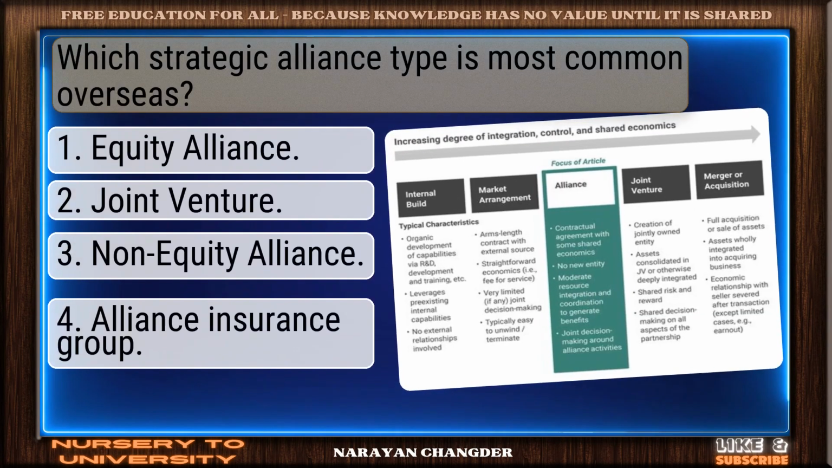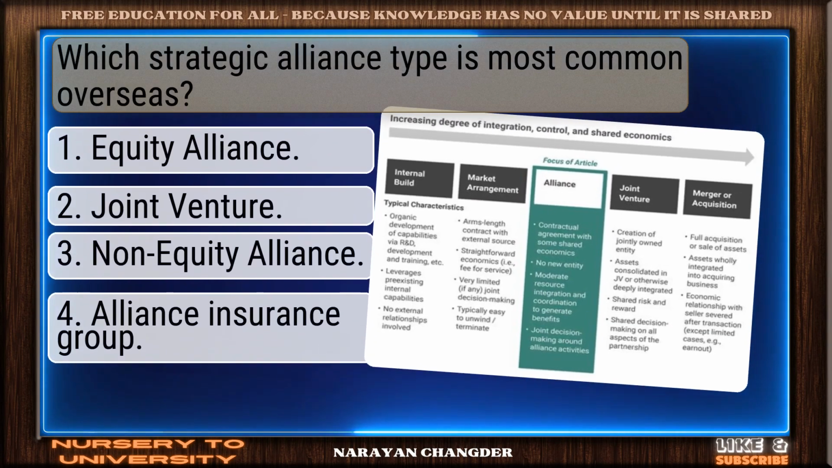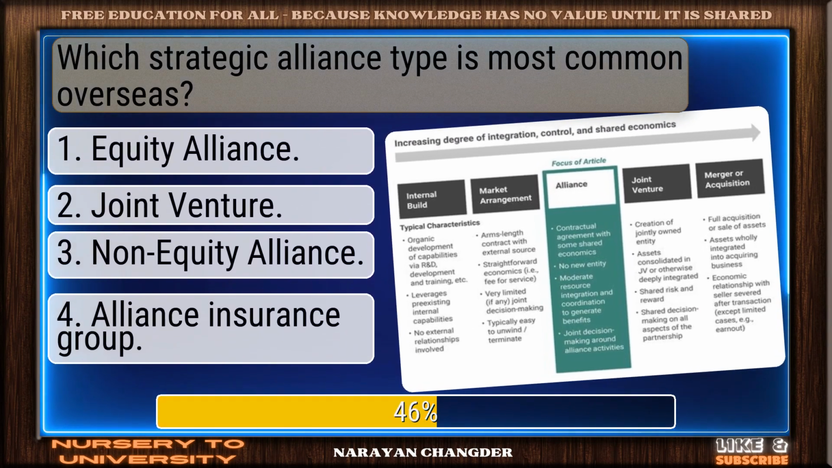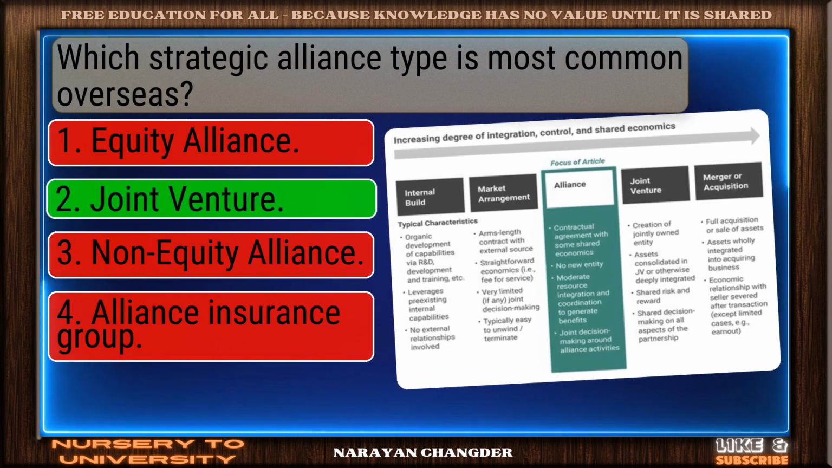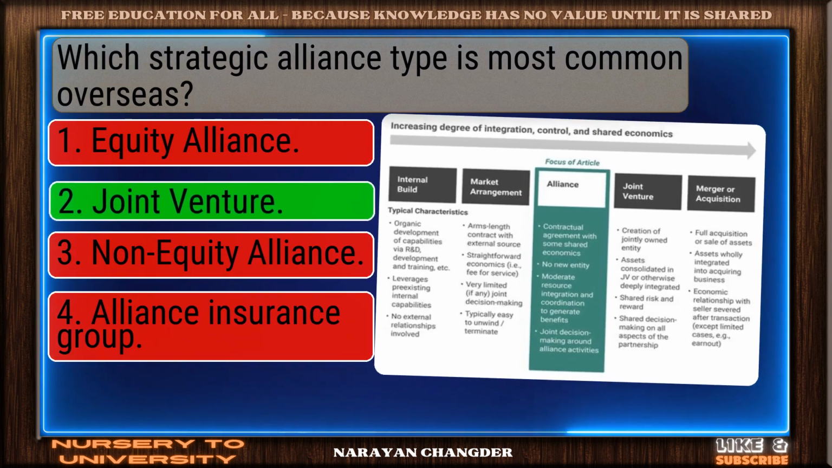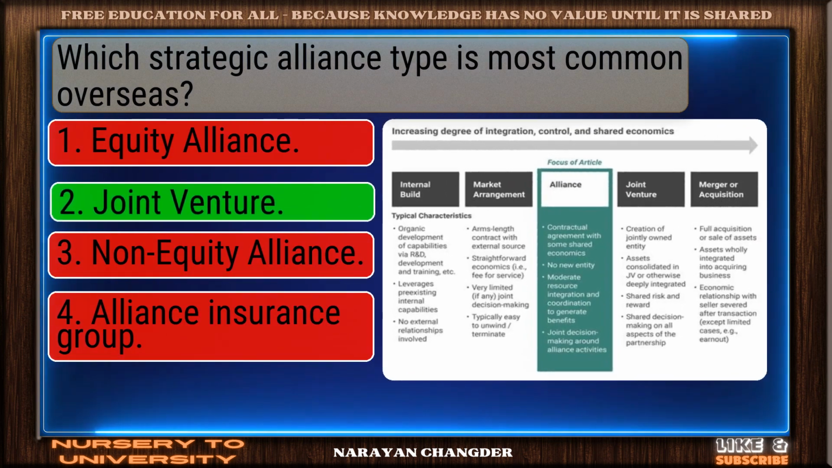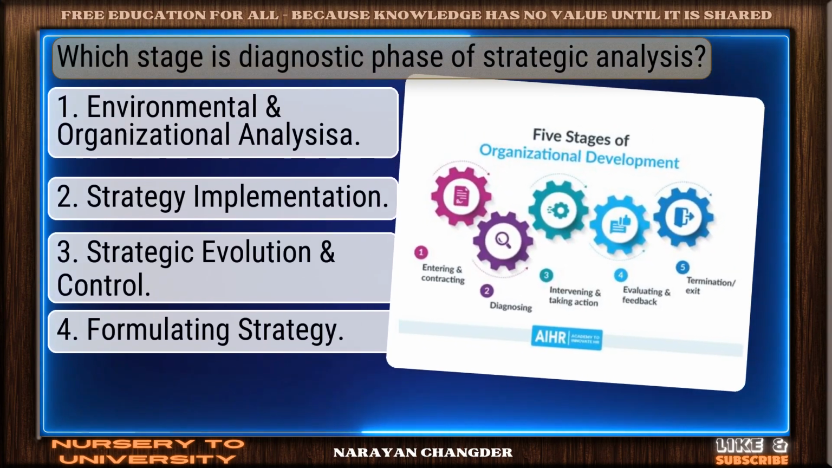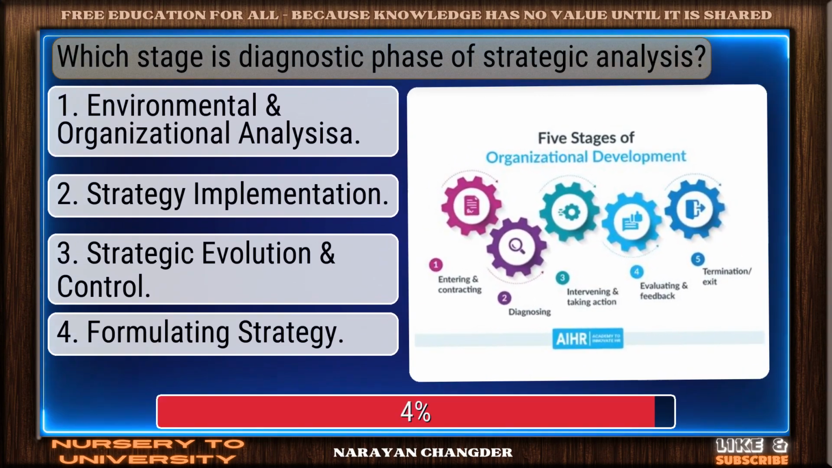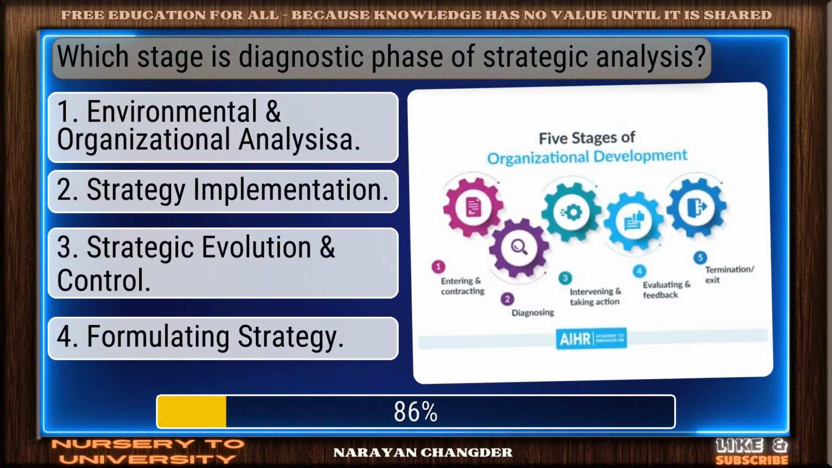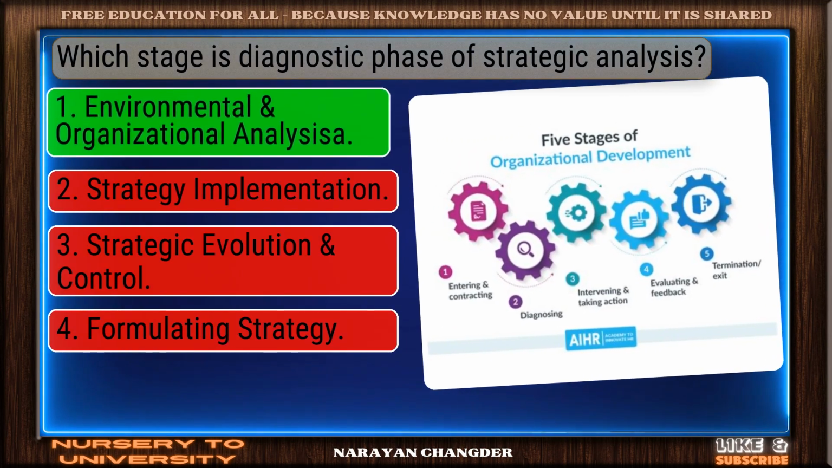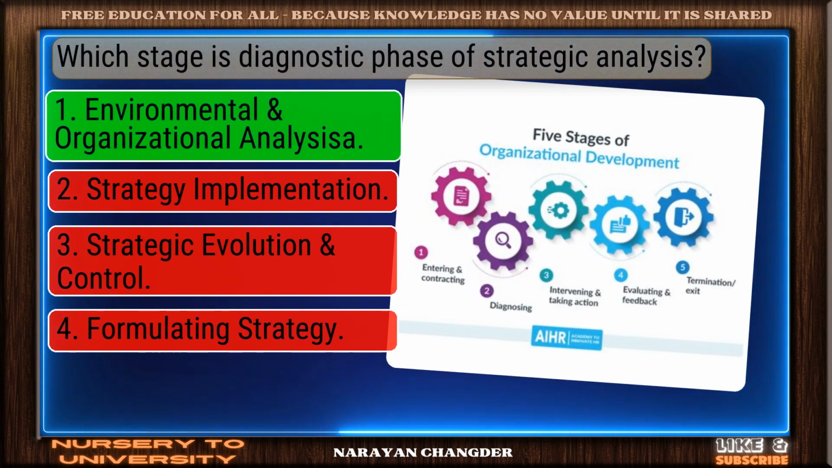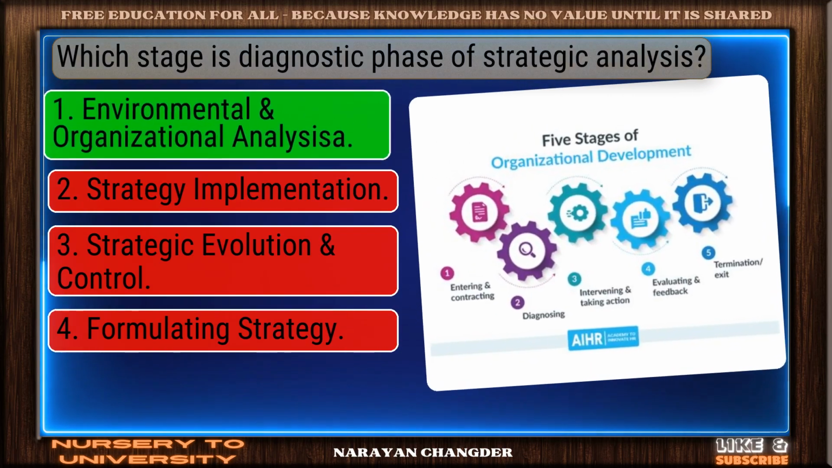Which strategic alliance type is most common overseas? Great thinking. Joint venture is the right choice. Which stage is the diagnostic phase of strategic analysis? Nice selection. Environmental and organizational analysis is the correct and valid answer.